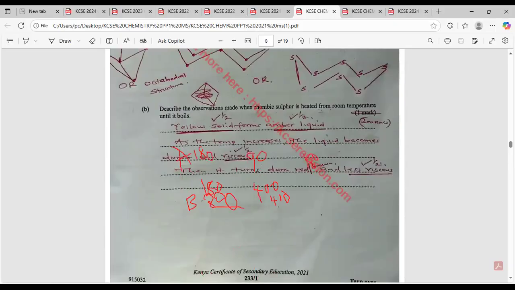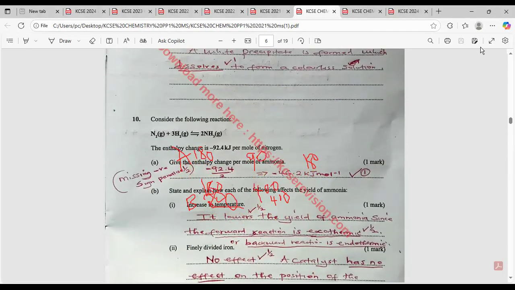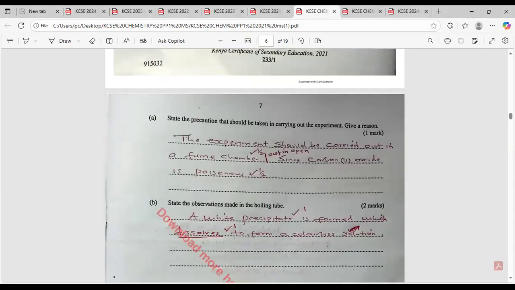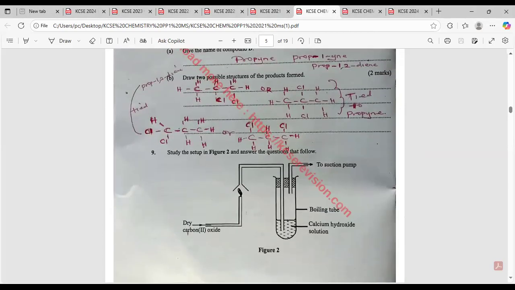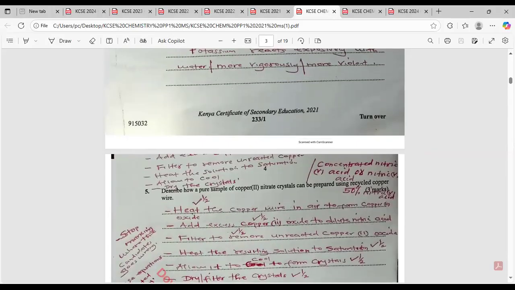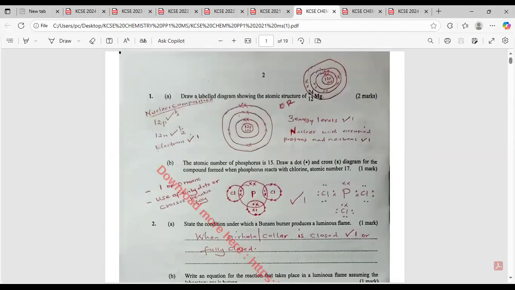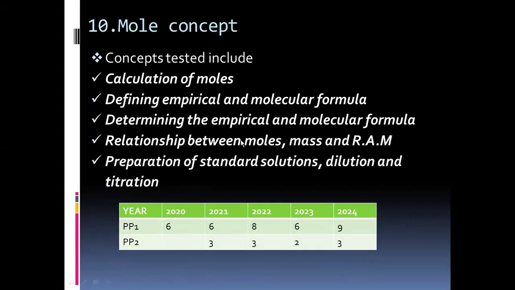Let me see whether there is another question for gas laws. Because I had said it should be. Let me clean what is on my screen to avoid confusion. I don't know whether I've skipped it, but I think there was another question. So there's no problem. That is how we respond to the question on gas laws and principles. So you can go now to the next one.